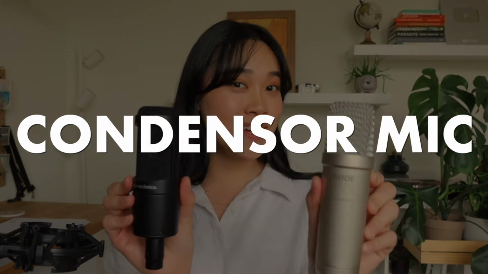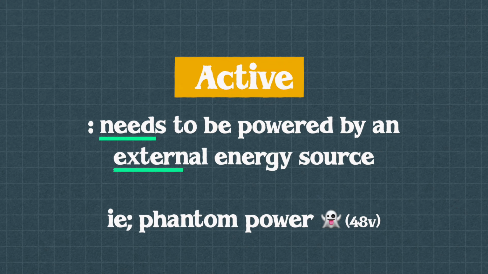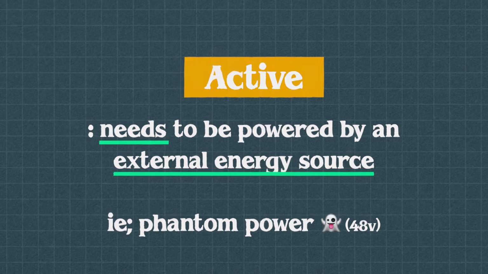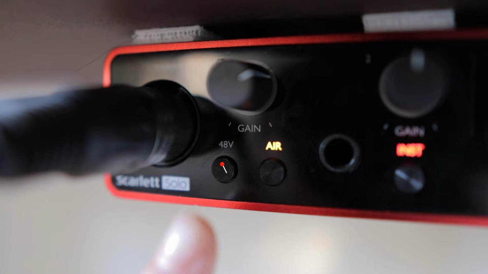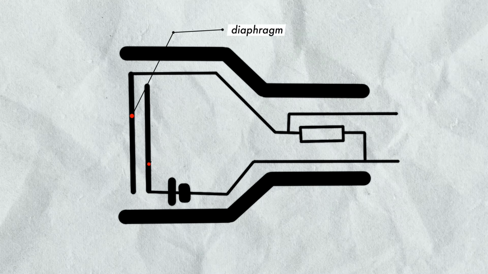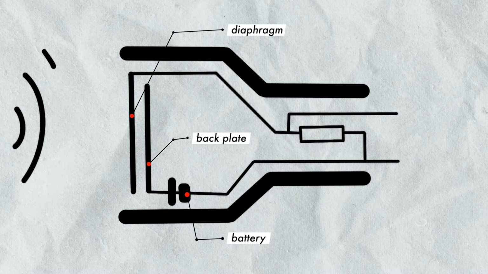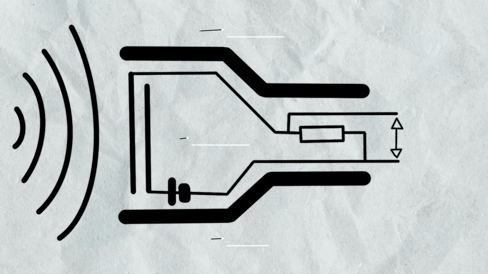Next up, we have the condenser mics. These are a little more sensitive, more precise. You guys will see these in a lot of people's home studio setups. Unlike the dynamic microphone, condenser mics are active, meaning it needs to be powered by external means or phantom power through USB or through an XLR cable into an audio interface or preamp. The electricity is supplied to create a static charge between the mic's diaphragm and backplate, and once the sound hits the diaphragm, the vibrations produce a small current proportional to the original sound.